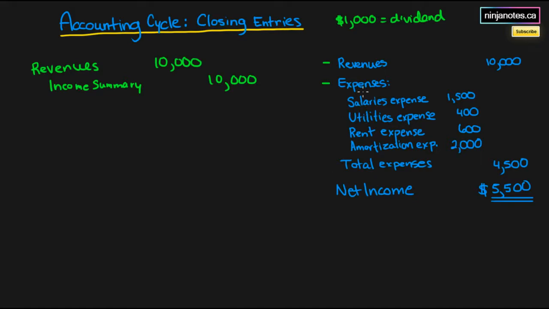Now let's close out our second temporary account, which is expenses. So expenses normally have a debit balance in all of our expense accounts. So we're going to credit them. We're going to credit each one of these. You can't just summarize them and say expenses are credited. We're going to do each one of them.